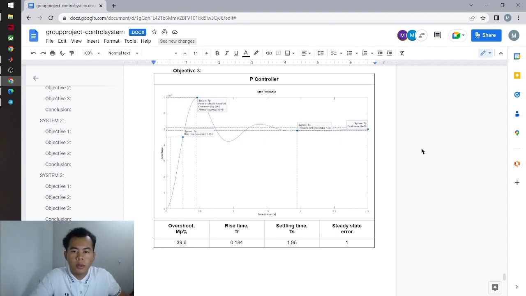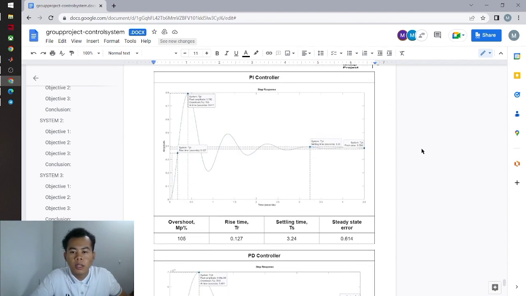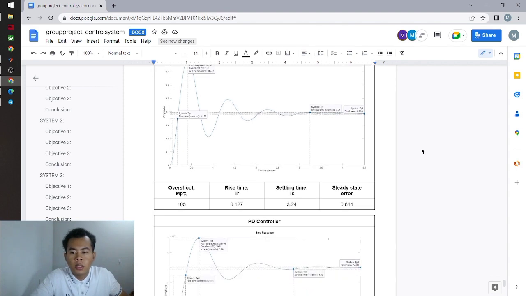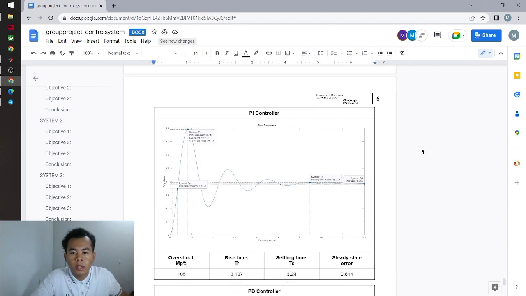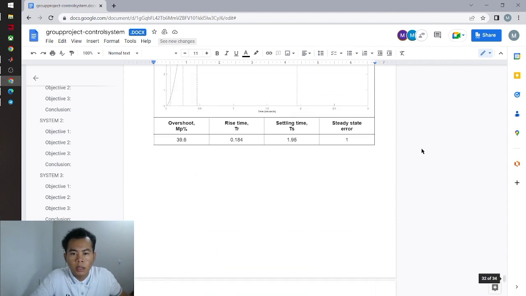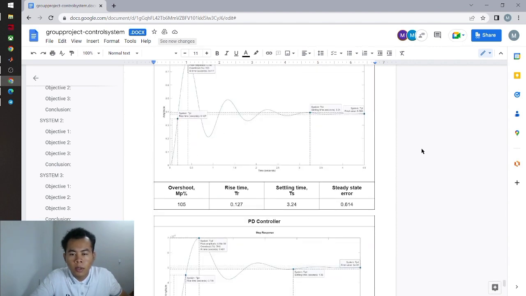The overshoot is quite big for the system, and the steady state error is also big, because we need the steady state error to be near 0. Okay, going to the PI controller, we can see the overshoot is 105 and the steady state error is 0.614. We can see the overshoot is bigger than the P controller, but the rise time is reduced from the P controller.